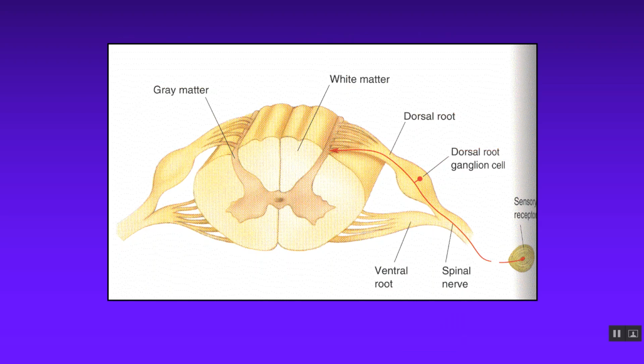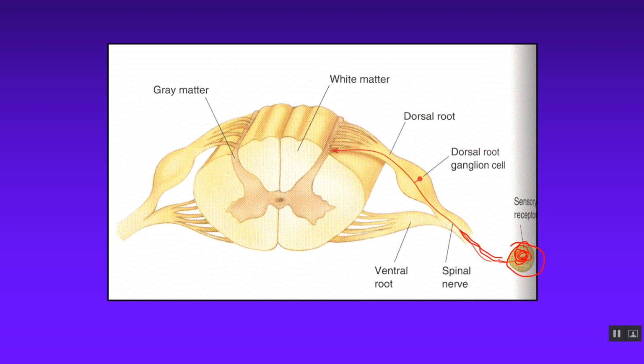So here's your peripheral sensor out here. In this case, that looks like it might be a Pacinian corpuscle or Merkel's disc or something like that, but it's a specialized receptor. Okay, that would actually be a mechanoreceptor. If it has a really specialized ending on it, it typically is going to be a mechanoreceptor of some type that's specific to some type of stretch or pressure.